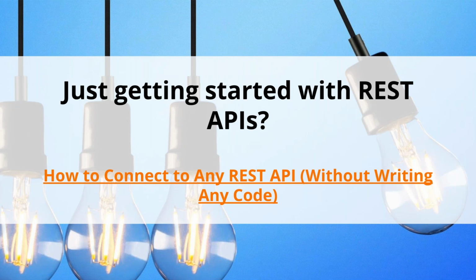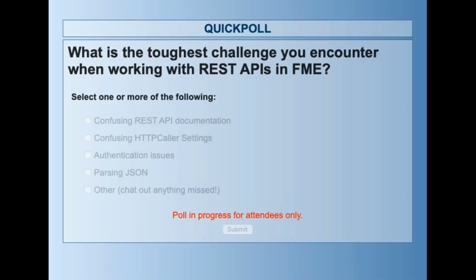But today is all about APIs, and we're always trying our best to cover common scenarios or challenges FME users encounter. So your feedback is really important to us. In that spirit, we're going to start off with a poll. Our first poll is, what is the toughest challenge that you encounter when working with APIs in FME? Would that be confusing REST API documentation, maybe settings on the HTTPCaller, authentication issues, parsing a JSON response? Let us know, select the ones that you think apply to you. And if we missed any, please just chat them out because we definitely would like to hear about it.